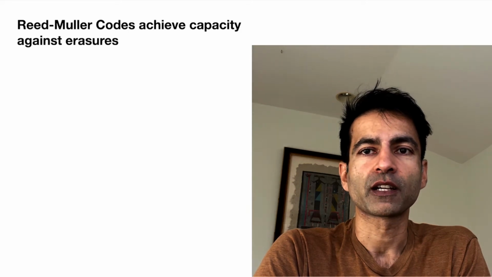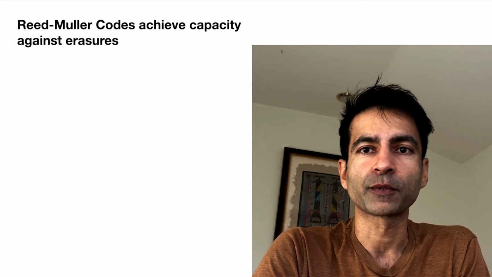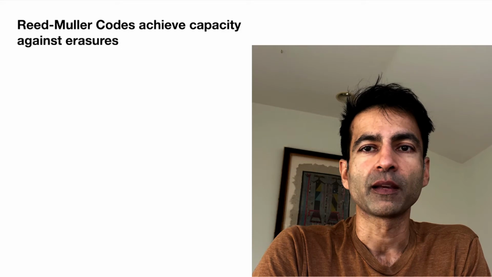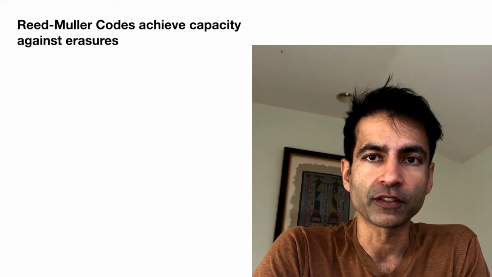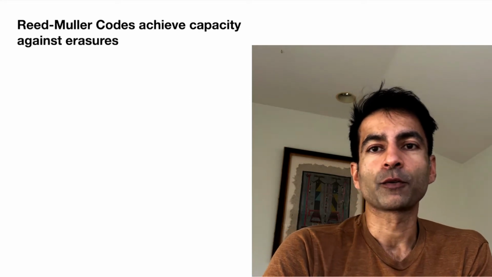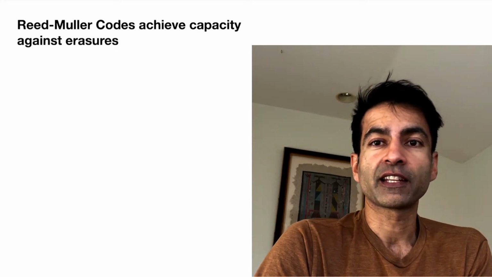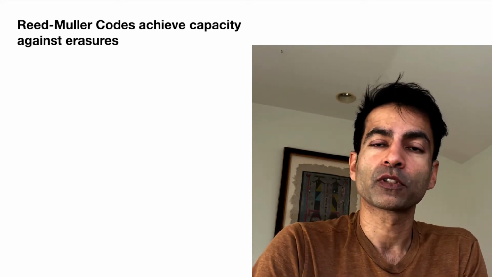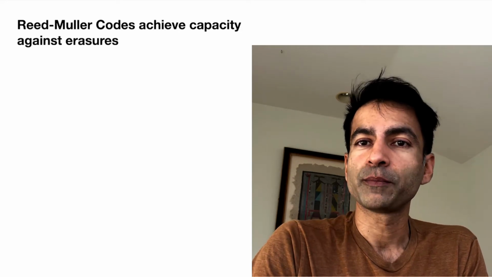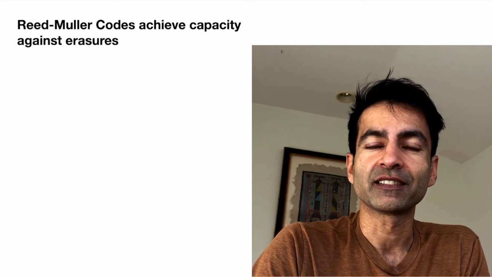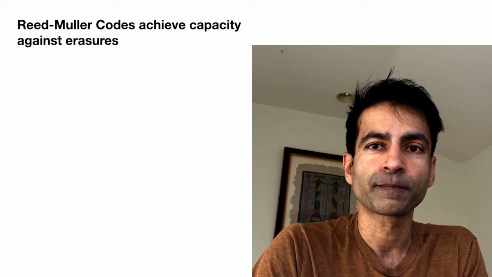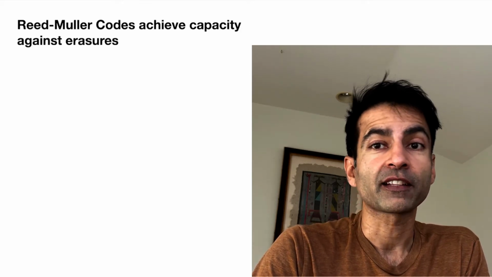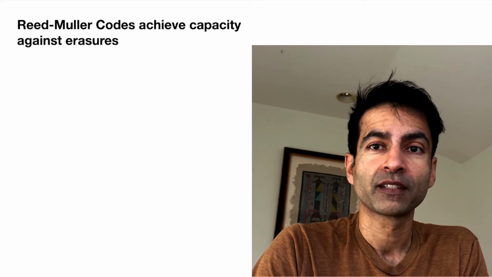In this video, I'm going to discuss a fundamental result from coding theory. I'm going to show that Reed-Muller codes achieve capacity on the erasure channel. Now, what I really like about this result is that it connects this somewhat combinatorial question to really basic ideas in Fourier analysis and some deep ideas in Fourier analysis. And I think that connection is really beautiful.